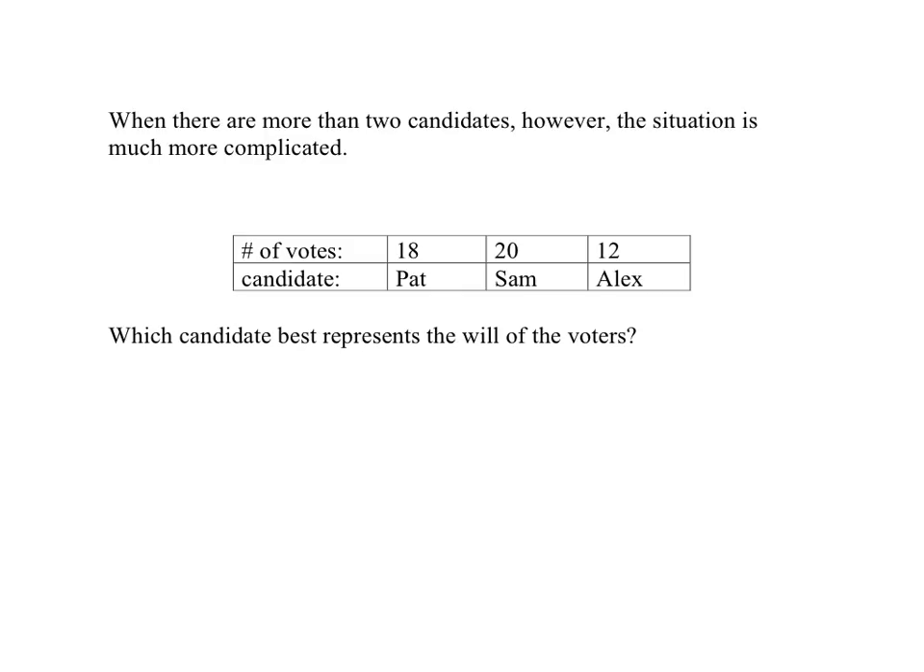When there are more than two candidates, the situation really is more complicated and not so obvious. So we continue to think about 50 voters. Now there are three candidates, Pat, Sam, and Alex. Okay, so Alex has entered the picture and drawn 12 votes. Sam has lost a few votes down to 20. Pat has lost a few votes down to 18. Pat has lost quite a few votes, actually.